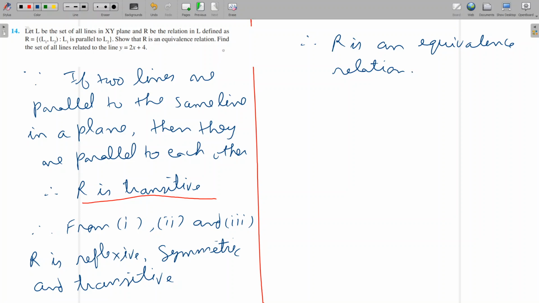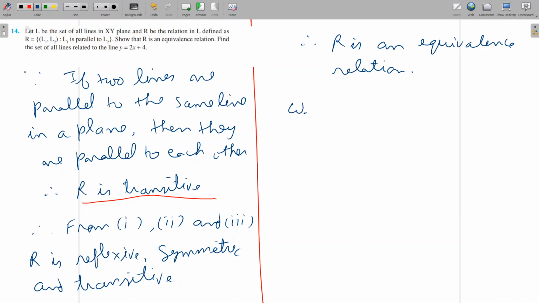Now let's do the second part. Find the set of all the lines related to the line y equal to 2x plus 4. And what is the relation here? Two lines are related only if the lines are parallel. So we know that if two lines are parallel to each other, they have the same slope. So they only differ by the constant. So that is what we'll write here.